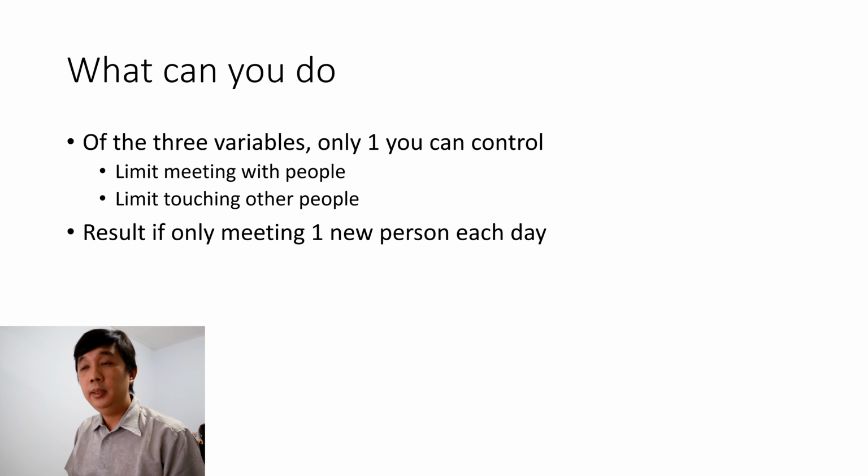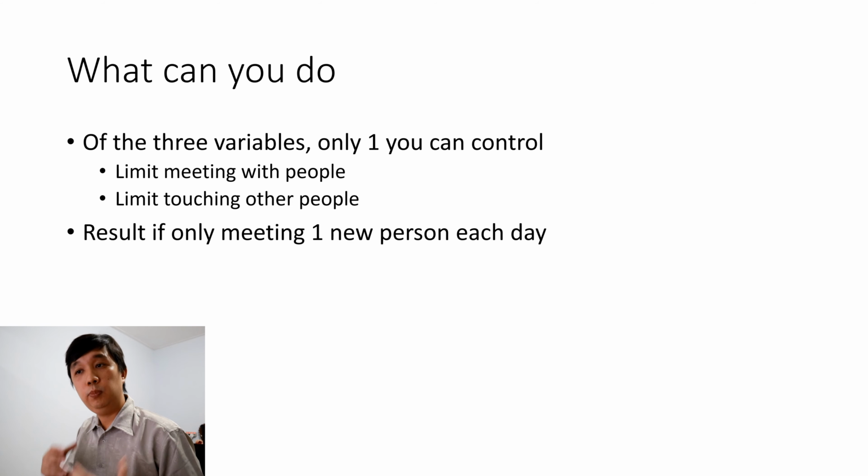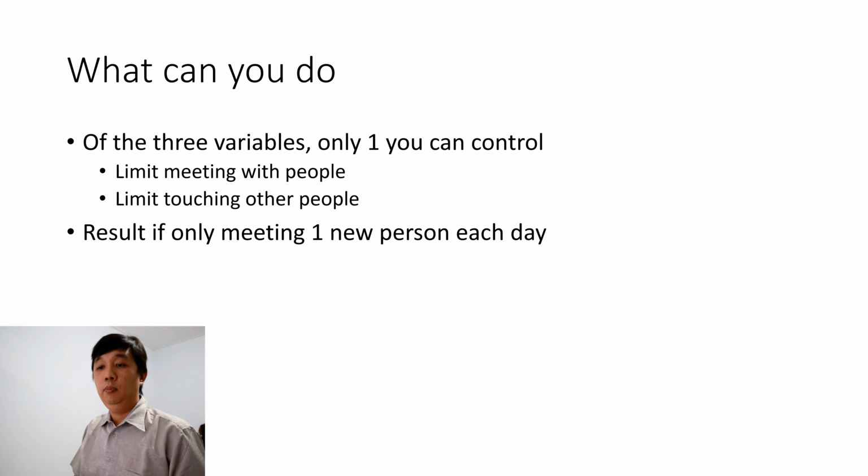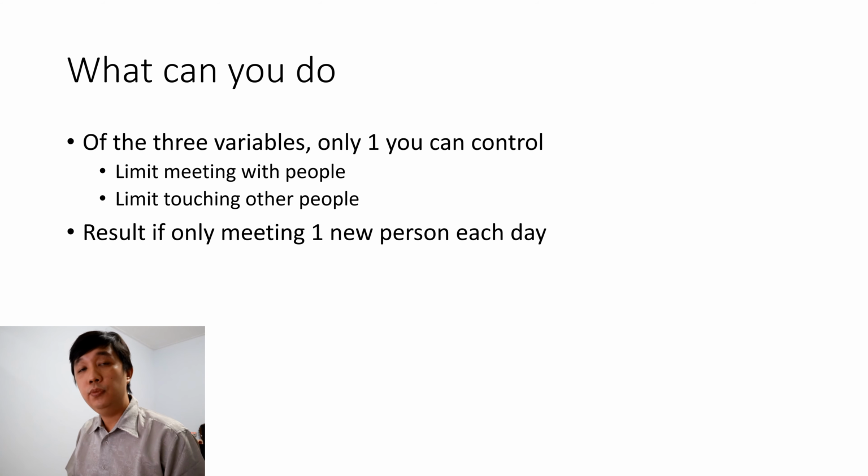Of the three variables, there's only one that we can control. First, we cannot control how the virus transmits because it's natural. We cannot control the herd immunity. We don't have the vaccine. We cannot control the population number because we cannot just get rid of them. We cannot control how long people are contagious. The only thing that we can control is the number of average daily contacts per person.